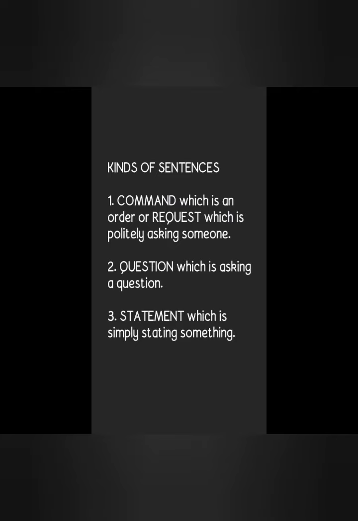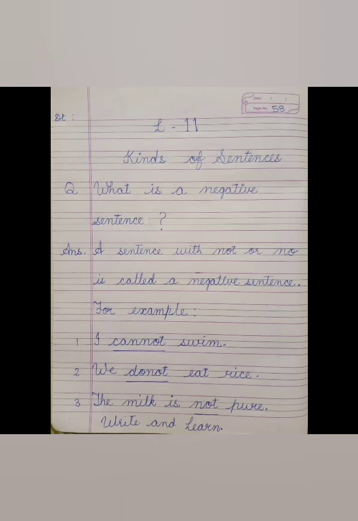Now open your English 1 notebook. We will write the definition first in the notebooks. Hold your pencils, open your notebooks and start writing. First of all, write the date, page number 58. Lesson 11, kinds of sentences. Kinds, K capital, and sentences, S capital. Kinds of sentences.